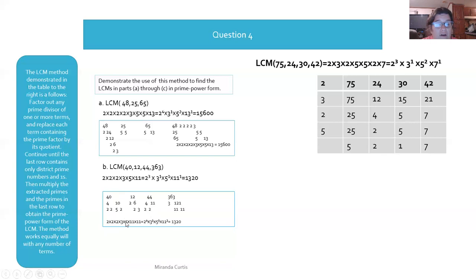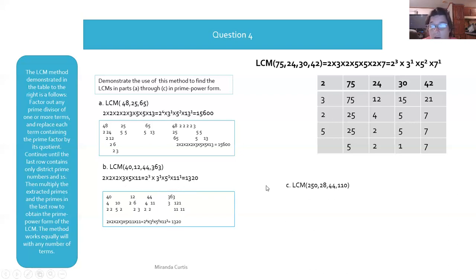So then you have 5. You brought your 5 down. You have your 3 from over here. You brought 3 down. You have 1 eleven. Bring it down. But there's 2 elevens over here, so you got to bring 1 down. So you got 2 to the 4th, 3 to the 1st, 5 to the 1st, 11 to the 2nd. And here's your number you get. And that's what they're asking for.